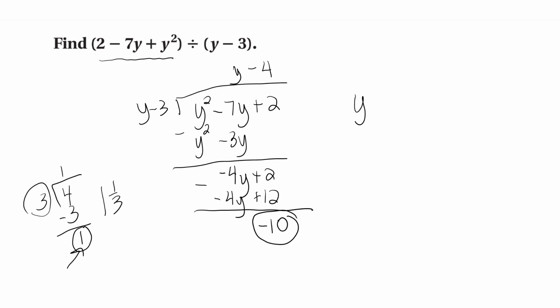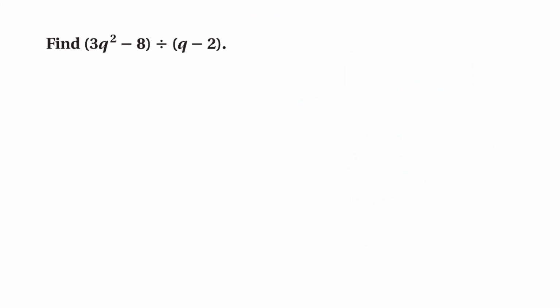So our answer is y minus 4, and then we're going to take our remainder, negative 10, and put our remainder over our divisor, y minus 3. And so our final answer is y minus 4 minus 10 over y minus 3. So we just turned the remainder into a fraction. Go ahead and try another one.